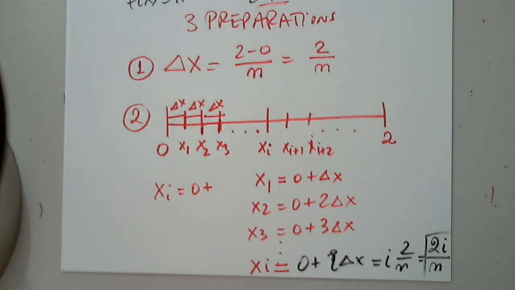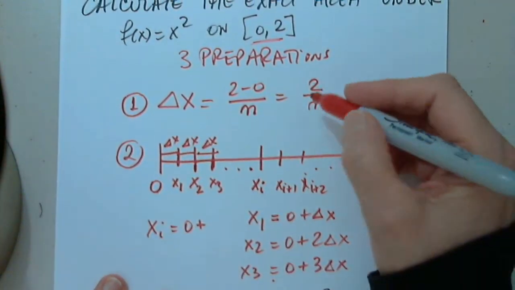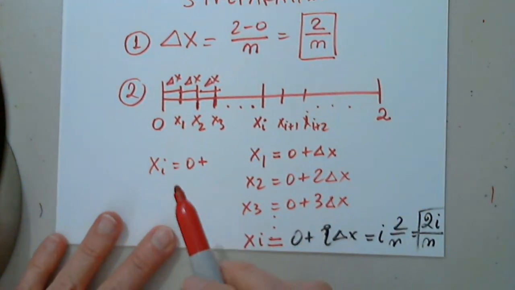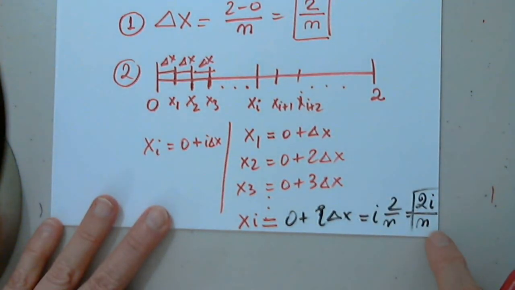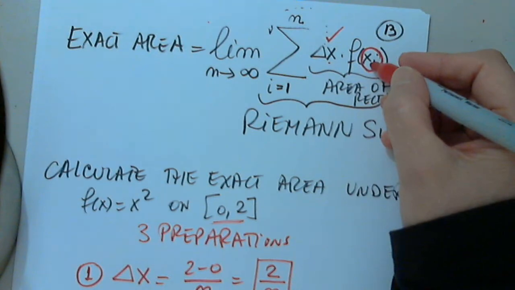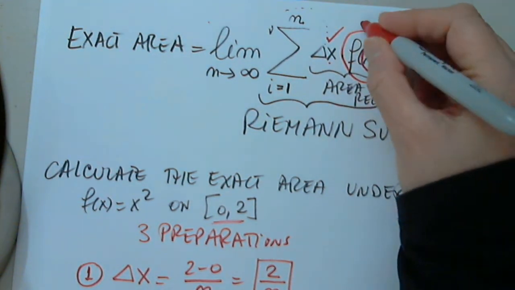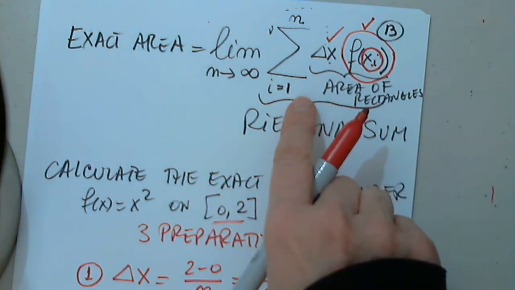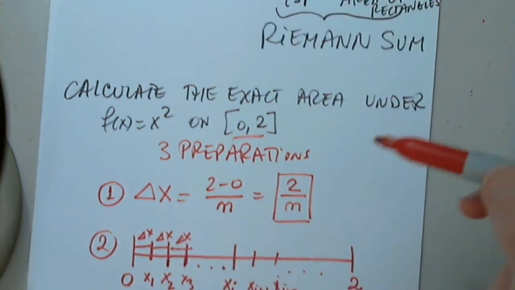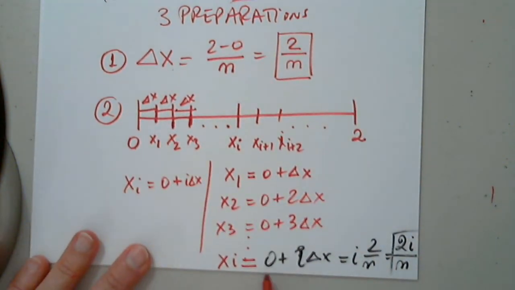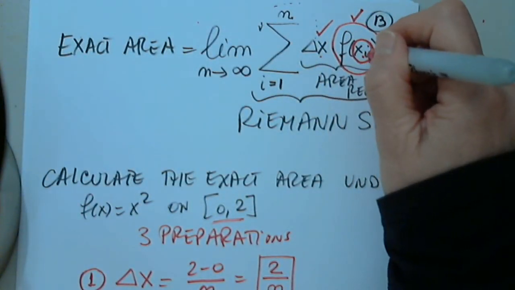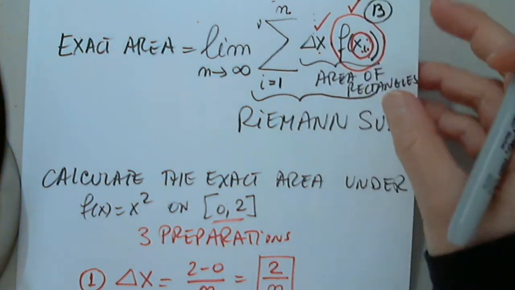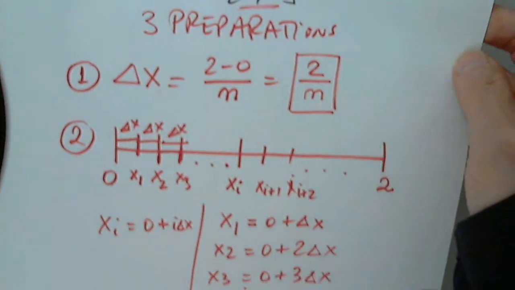So this is prep number 2. So for our example, delta x is 2 over n, and xi is 2i over n. So I have the first prep, I have the second prep, now I need the third prep. Before I even write all this, I need the first prep, which is delta x. I need the second prep, which is to discover what xi really equals in our problem. And now for our function, I have to plug in xi. That's my third prep. And then I can put everything together.